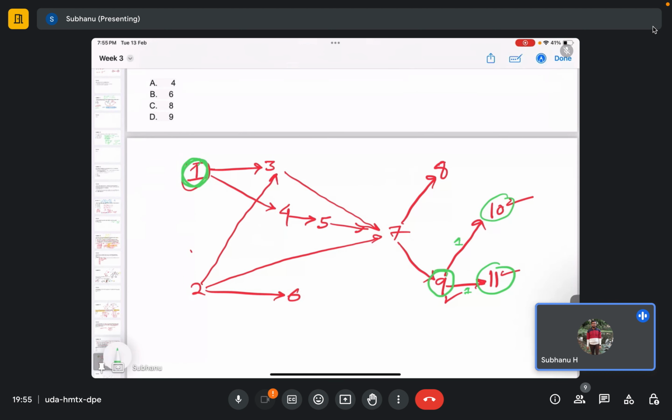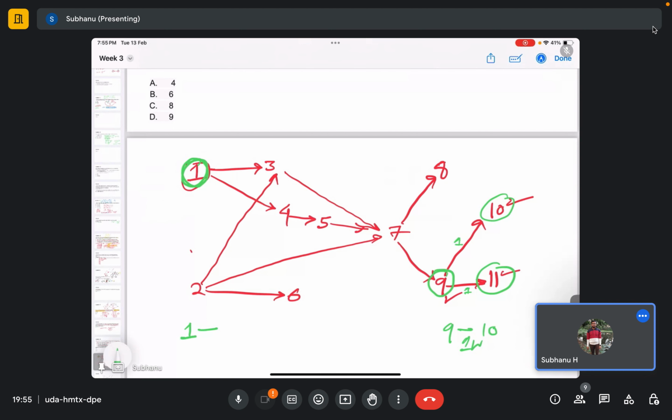So we have to find the longest path. 1 we know. Then we know 9. Then from 9 we have two options, 10 or 11. So we are taking maybe 10, because this will also take 1 week. You can do 10 or 11, both will take 1 week.